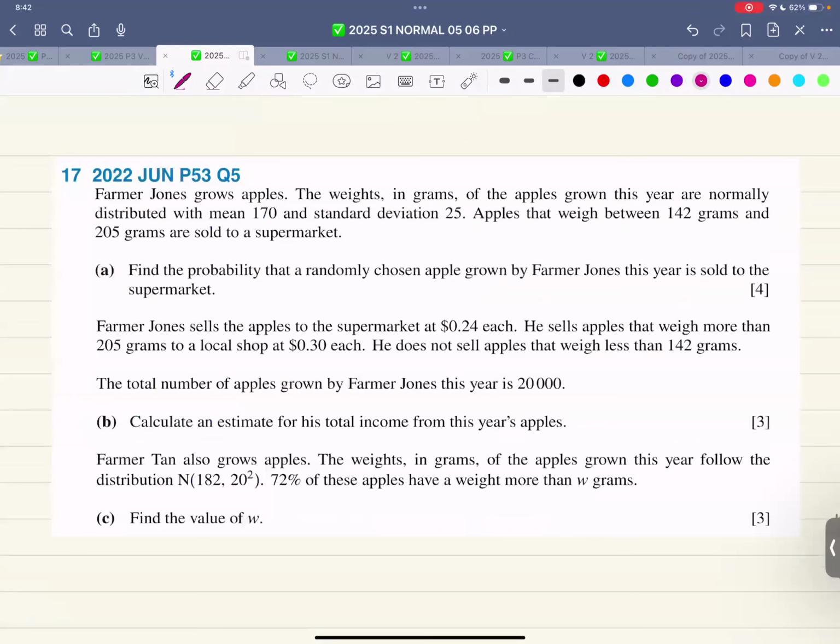Okay, now let's look at this question. Let's read it. And then there are 3 parts to it. We'll be doing every single part.